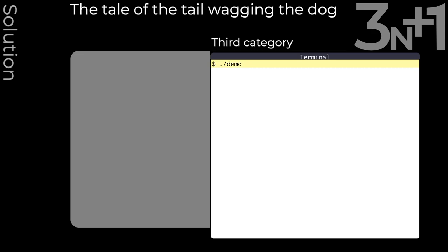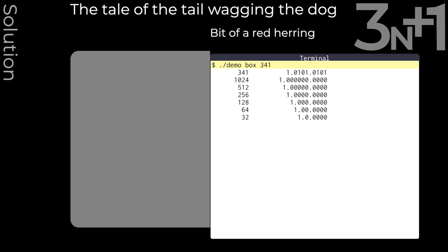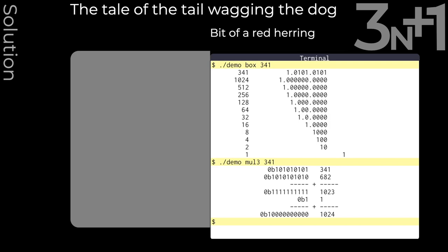For the third category, we have two examples. See if you can already spot where this is going. It is a bit of a red herring. As you can see, the number multiplied by 2 shifts all the bits. Adding them creates many ones in succession. Adding one then creates a domino effect that turns them into zeros.